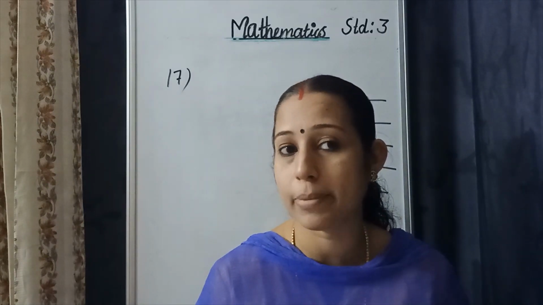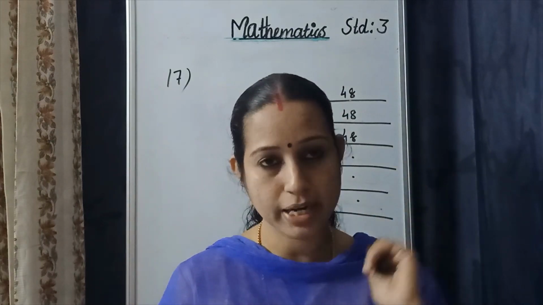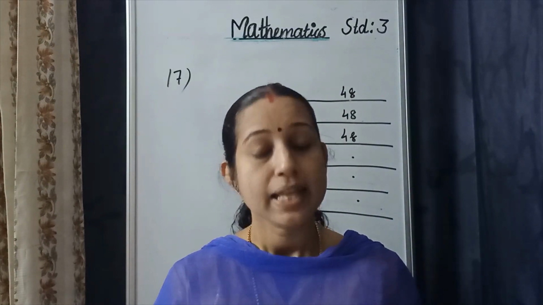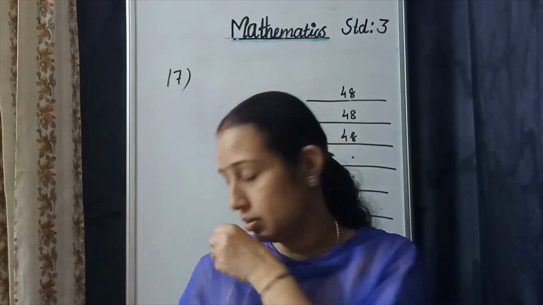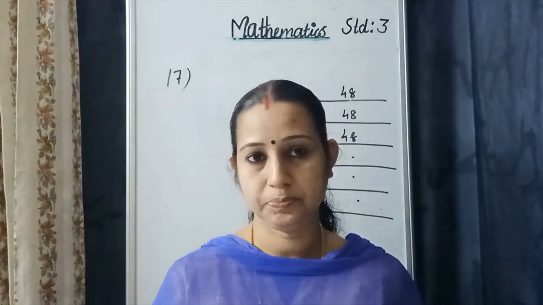Multiplication of a 2 digit number by 1 digit. Okay, let's get the operation. We just have to multiply 48 and 6. Then we want to write the statement. Okay, now we write the statement.